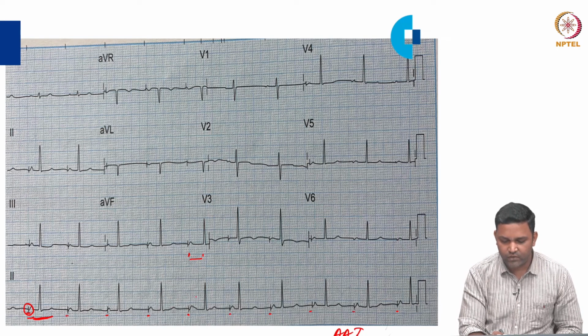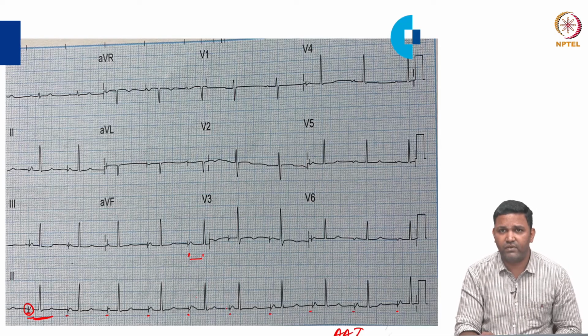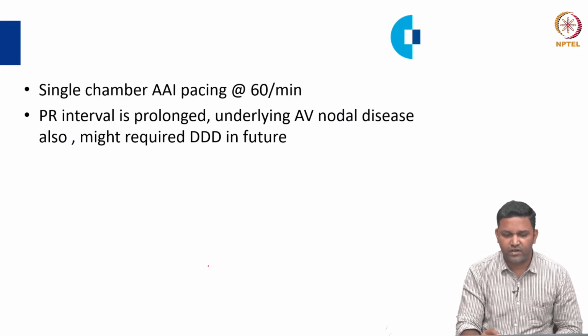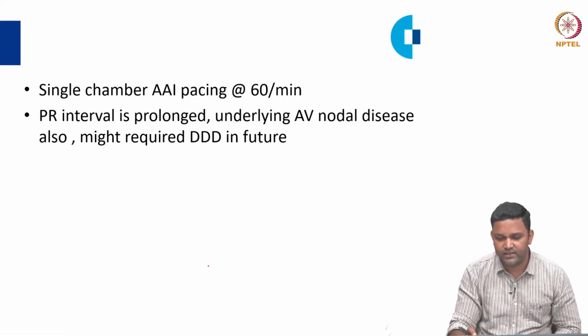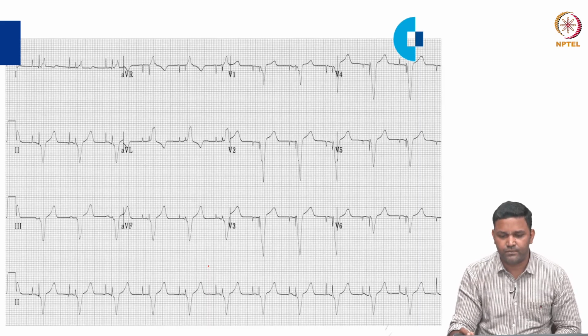1, 2, 3, 4, 5, almost 5 boxes, 300 by 5 is 60. And the PR interval is prolonged, which determines there is underlying AV nodal disease, and the patient might require a dual chamber pacemaker in the future.